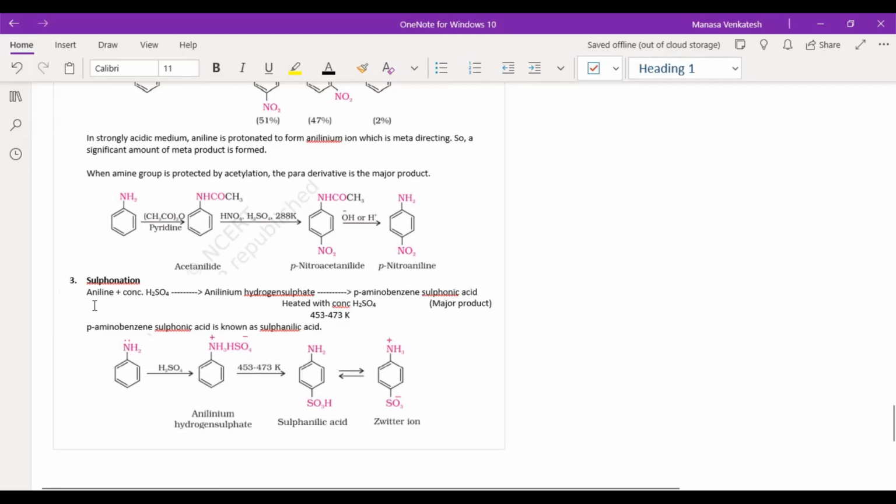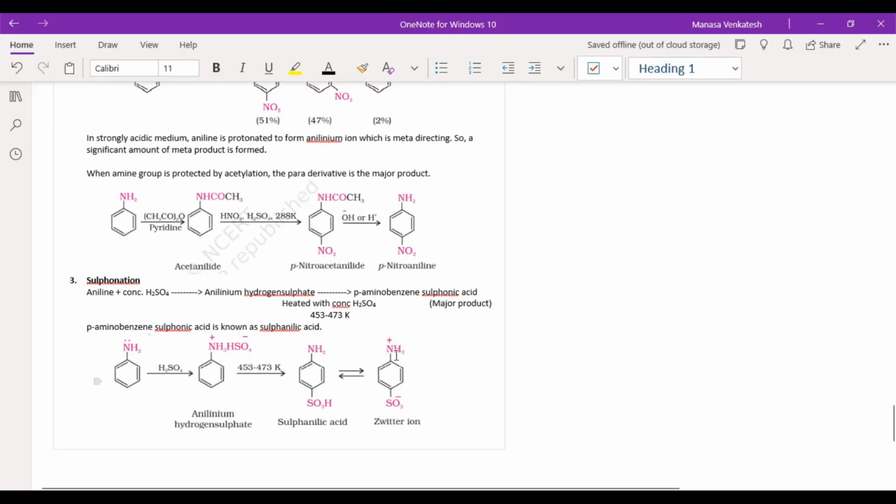And this para-amino is also known as sulfanilic acid. Now, this Zwitter ion, I don't know if you remember this, but you learned about the Zwitter ion in amino acids. So here you have an NH2, which can take a proton, and SO3H, which wants to lose the proton. So this leads to the formation of a Zwitter ion.